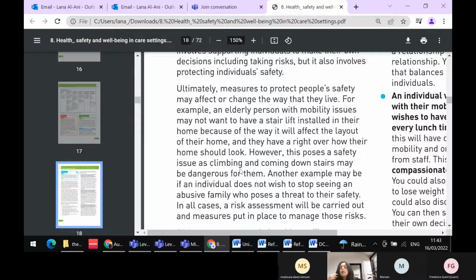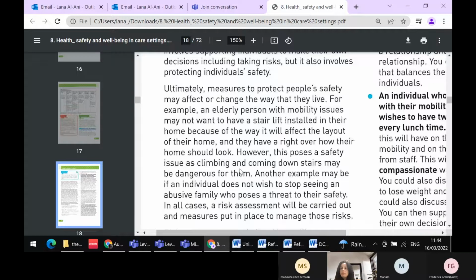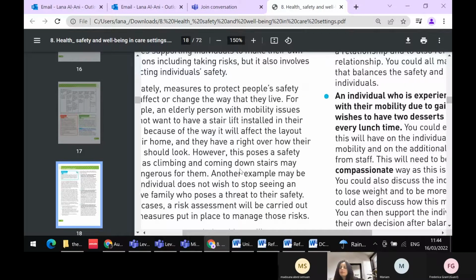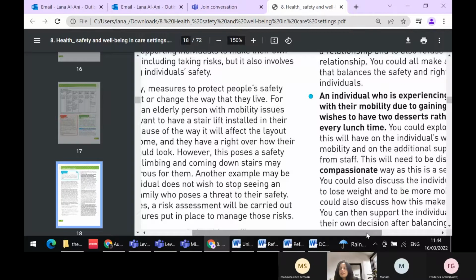And also here the book has given you another example. One of the people you care for may not wish to stop seeing an abusive family, a family that is very abusive by talking, by action. So when you do risk assessment, you will find out more information. You will have measures to follow in place. You will be able to manage this risk. Why? Because you know lots of information about it. So this is why we do risk assessment.